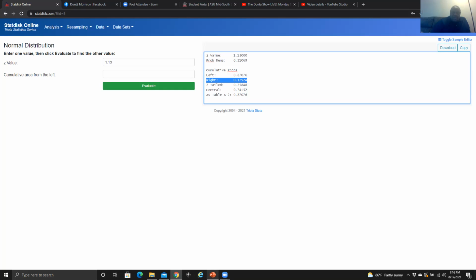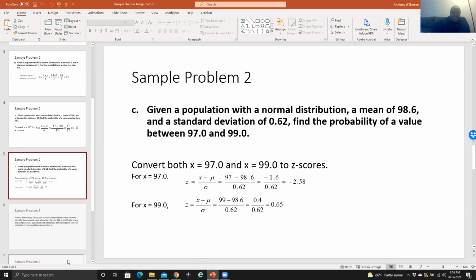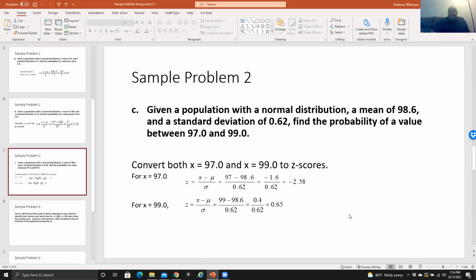Okay. And then finally, part C has this. Let's say we're given a population with a normal distribution with a mean of 98.6 and a standard deviation of 0.62. We want to find the probability of a value between 97.0 and 99.0.